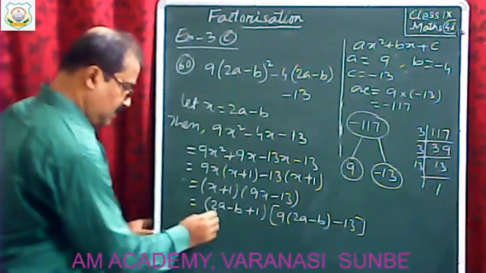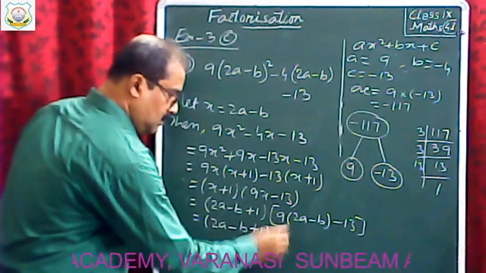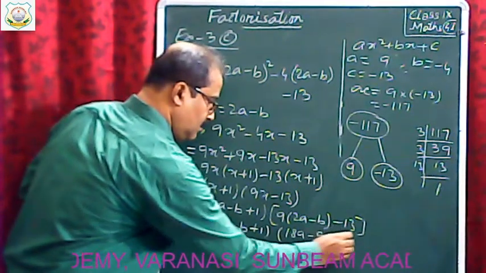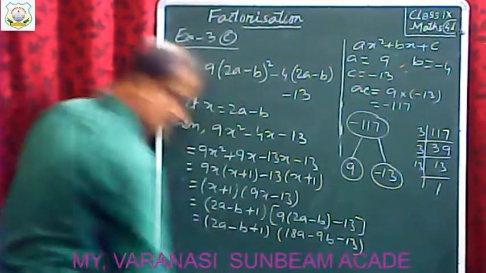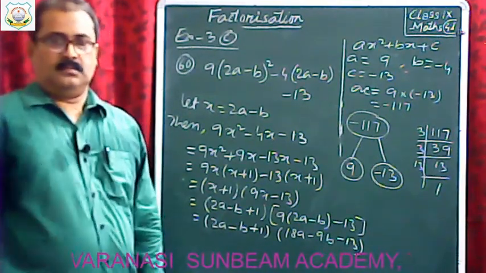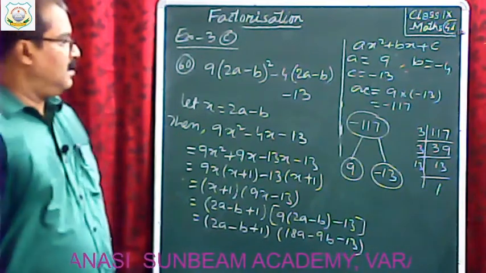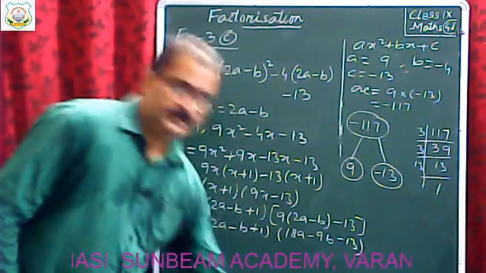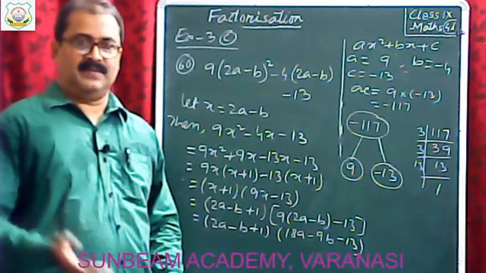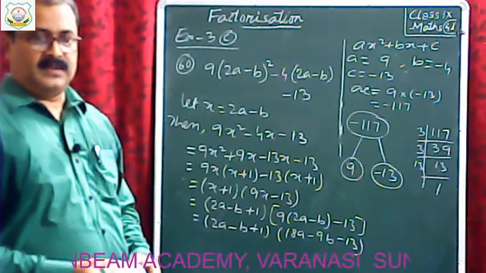Now you have to open the small bracket: 18a minus 9b minus 13. Okay, so all varieties of splitting of the middle term we have done. We have to do all these questions, and it is a very important part of factorization. And for other mathematics we have to use the same process of factorization.